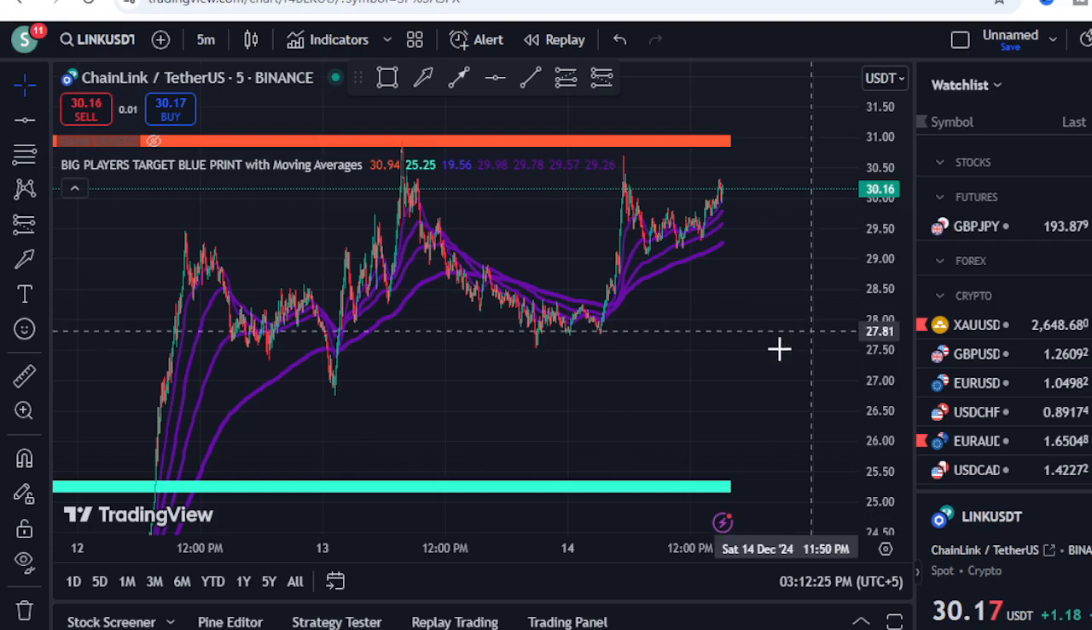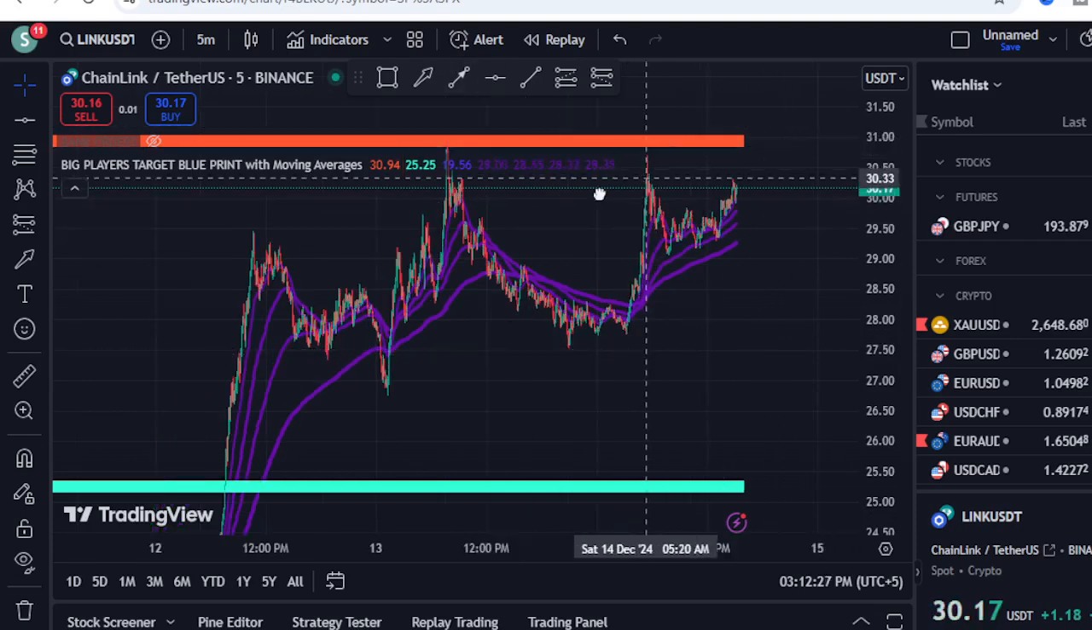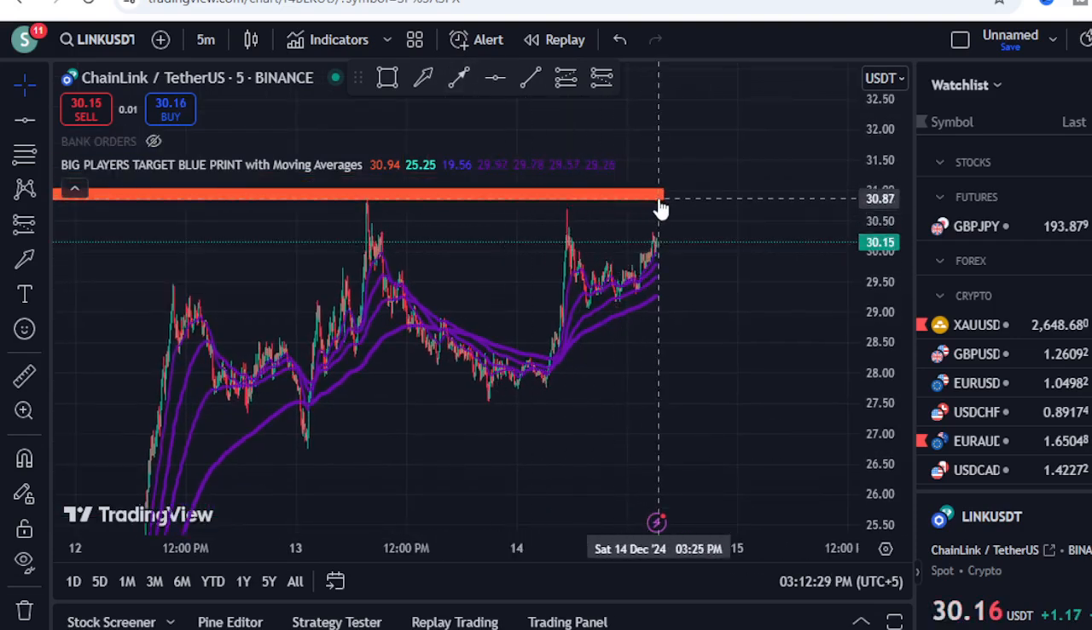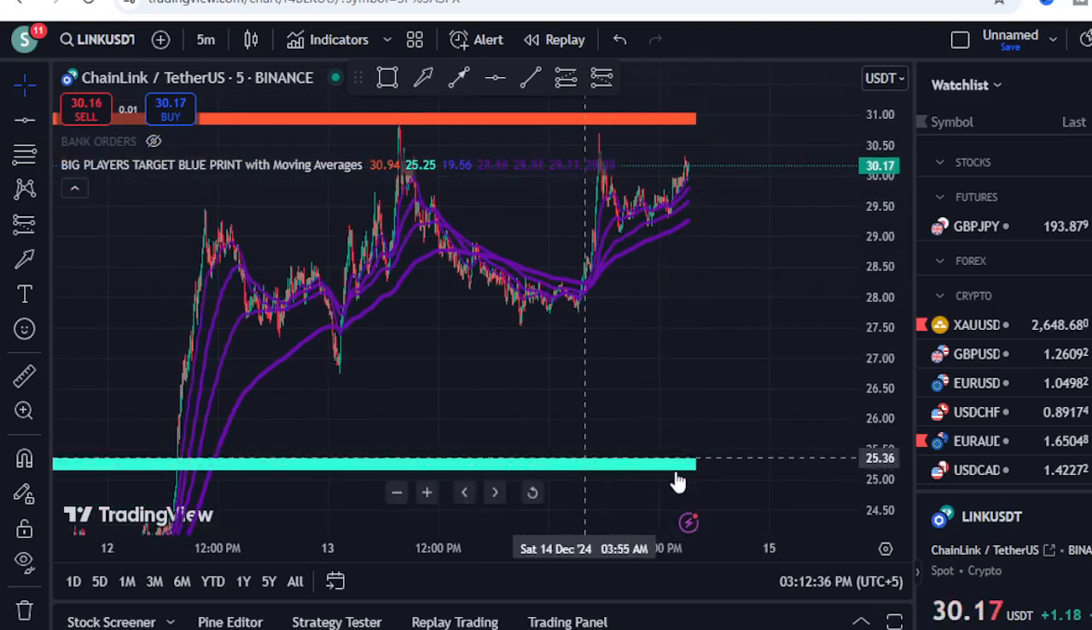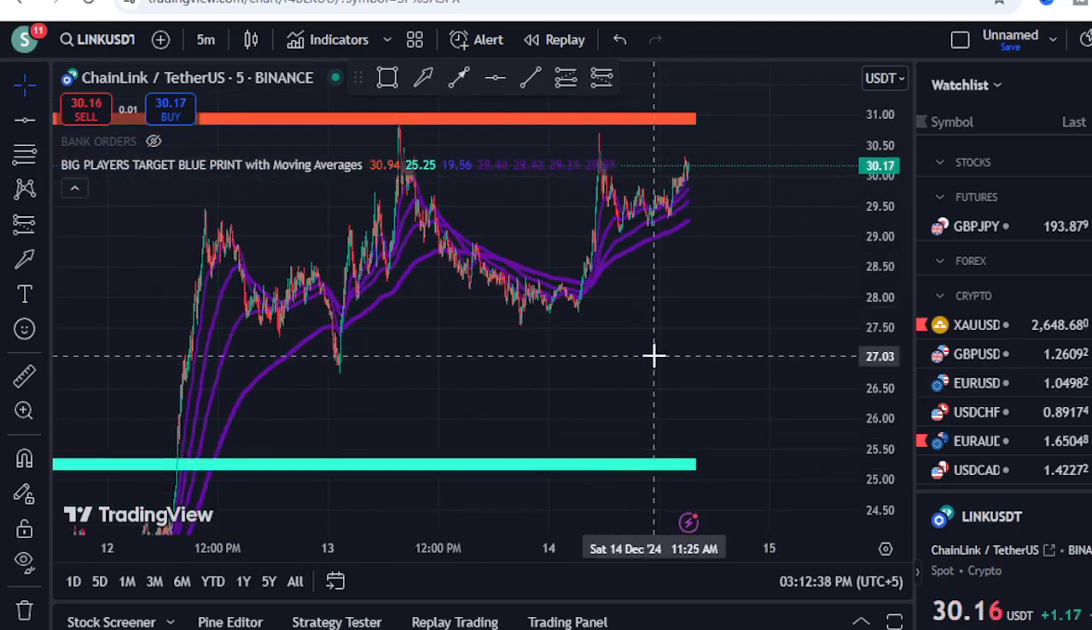But again, you need to understand that these levels, the red level at the top, represent the maximum overbought level of the market. So at any time the market can drop and target the green level, and we need to be very careful about it.